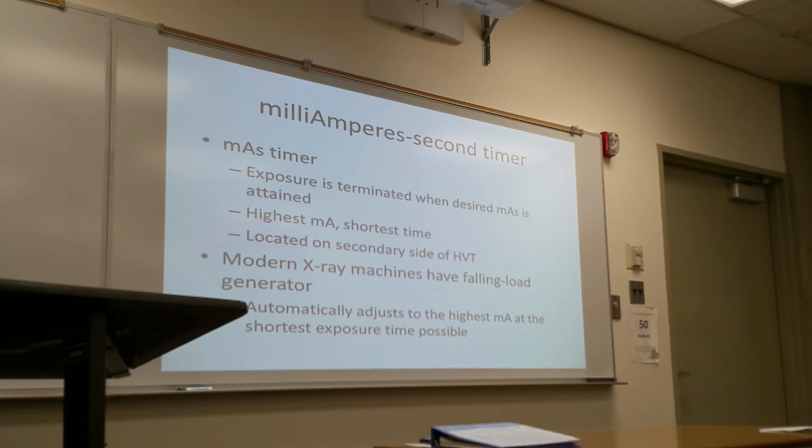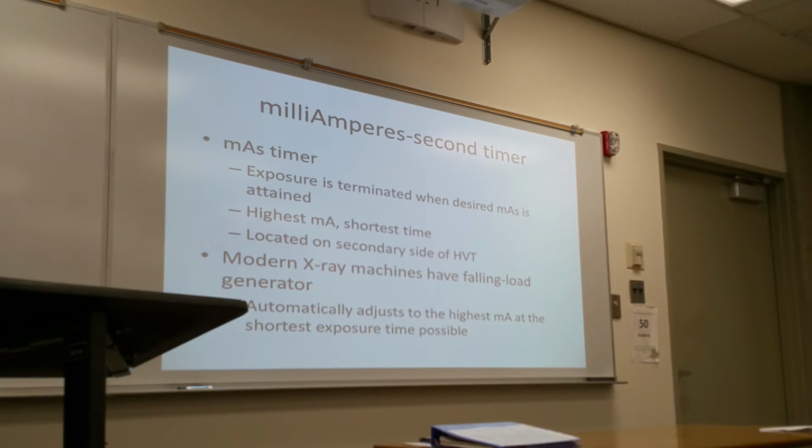Modern X-ray imaging machines have the mAs timer built within what's called the falling load generator. The purpose of the falling load generator is to automatically adjust to the highest mA at the shortest exposure time possible. Pretty much just redundant.